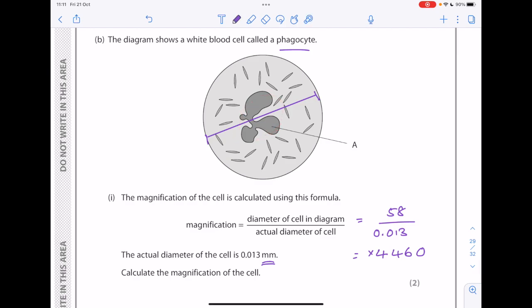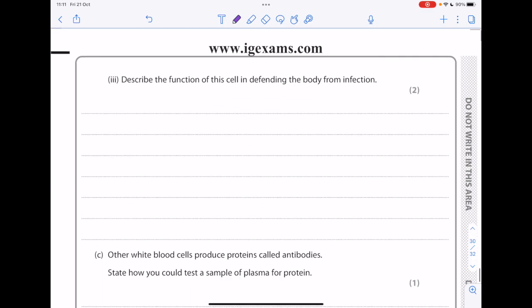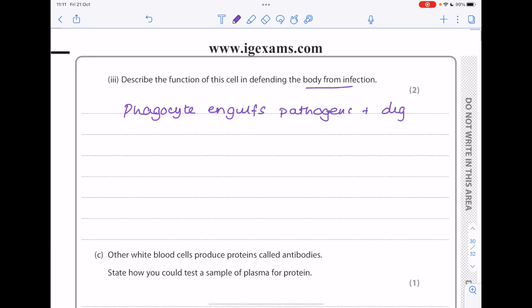Name the structure labelled A in the diagram. It's quite an unusual shape because it's lobed, but it is a nucleus. Describe the function of this cell in defending the body from infection. So a phagocyte engulfs pathogens and digests them using enzymes.